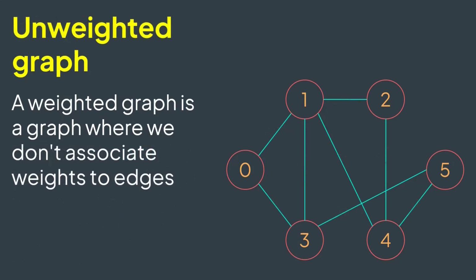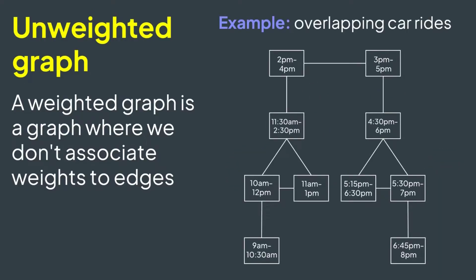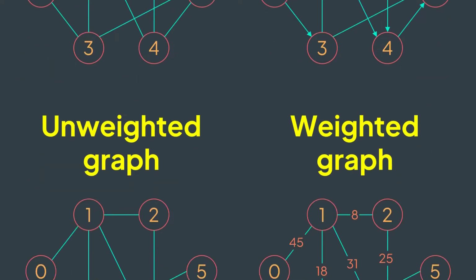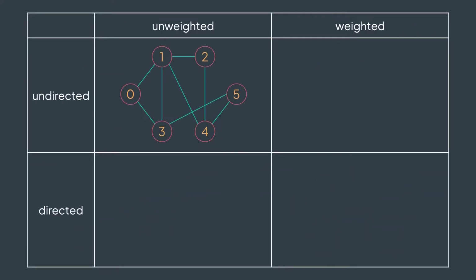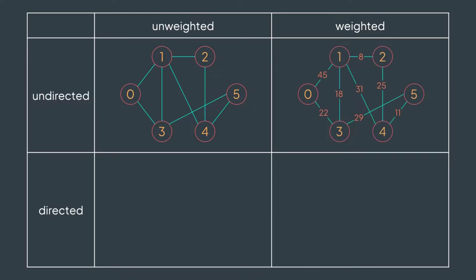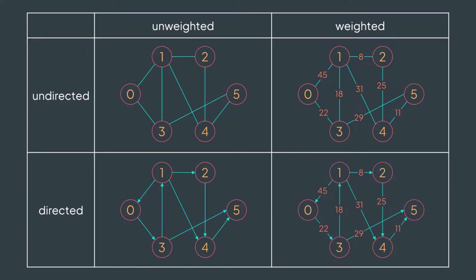And an unweighted graph is just a graph with no weight on its edges, like the one we've seen in the car rides example. An edge simply meant that two car rides overlap. That's it. We don't need to add weight to it. Now you know undirected and directed graphs, unweighted and weighted graphs. Important point, a graph being directed or undirected is independent from being weighted or unweighted. So we have undirected unweighted graphs, undirected weighted graphs, directed unweighted graphs, and directed weighted graphs.